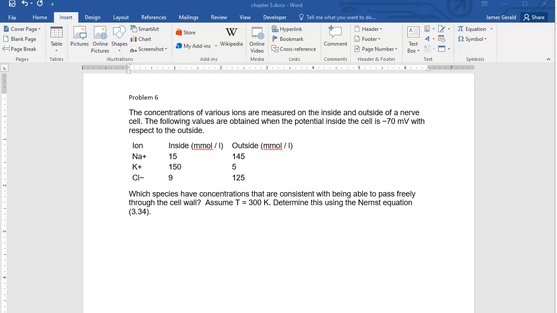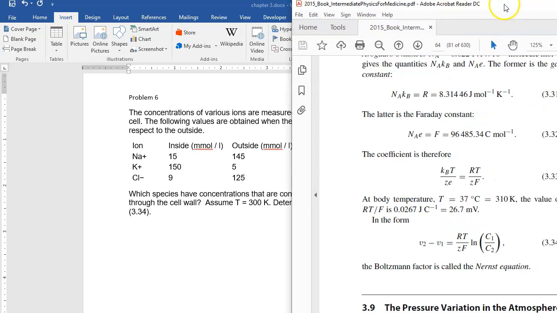All right, the concentrations of ions inside and outside of a nerve cell are given below, and the values are obtained when the potential inside the cell is minus 70 millivolts with respect to the outside. And so we're going to use the Nernst equation 3.34 to contemplate this and figure out which one of these makes sense and which ones don't, right? And so what's the Nernst equation?